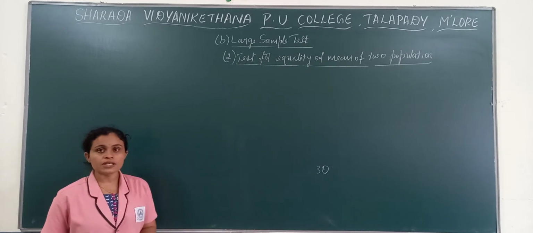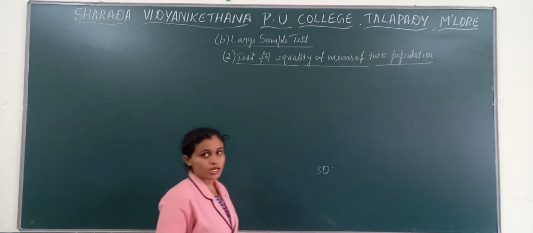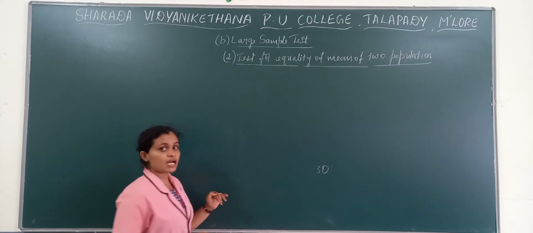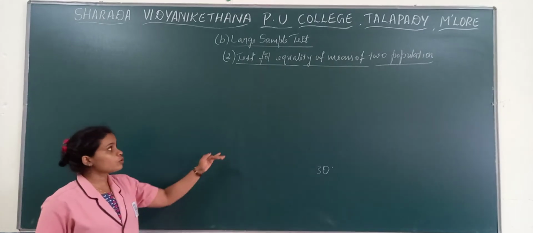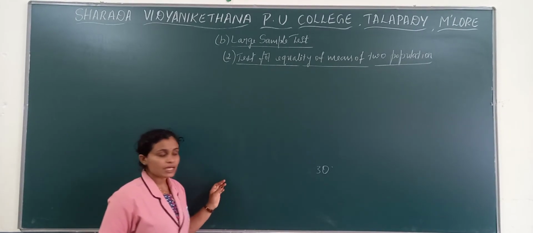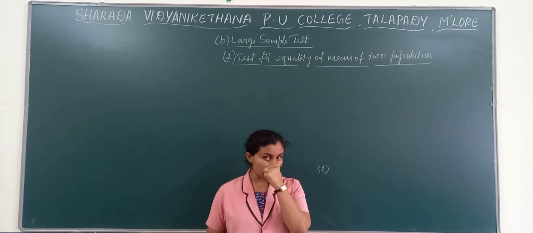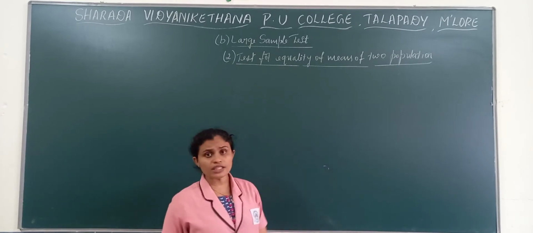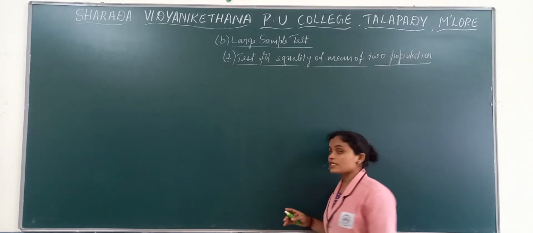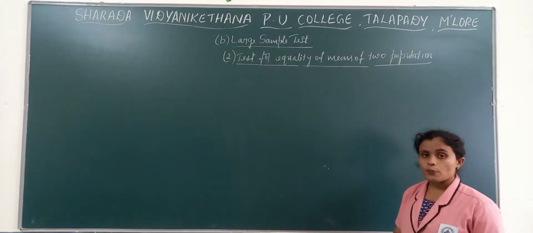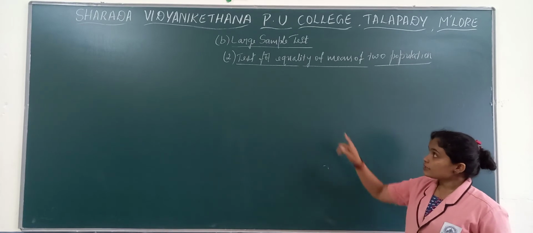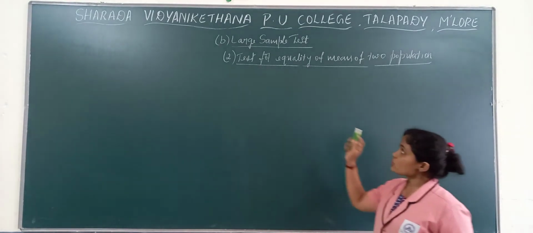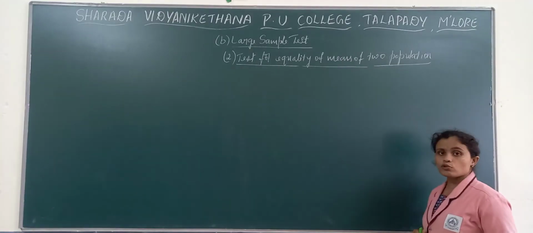In that, the first application was test for population mean, which we already completed. We have seen the steps to conduct the test for population mean. Then we have seen some problems, the two tail, left tail or right tail. Altogether 5 to 6 problems we have seen in case of the test for population mean. And next, the second application of large sample test, that is test for equality of means of two populations.